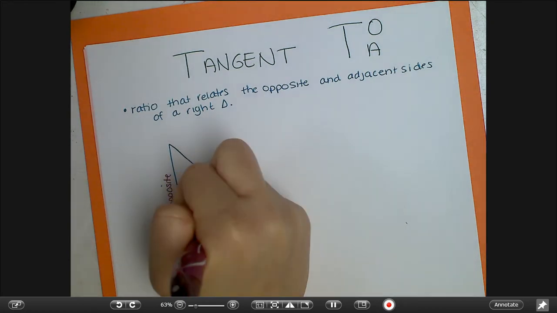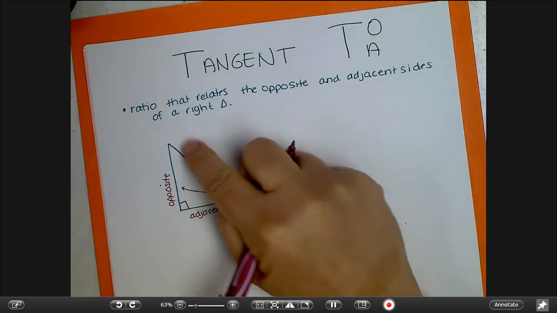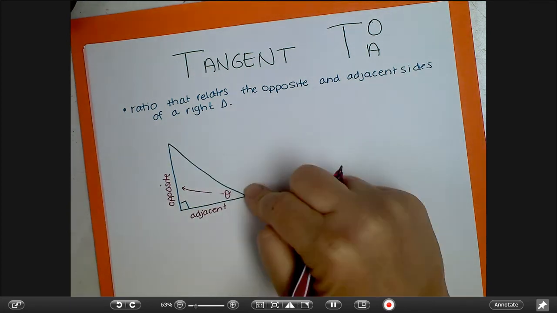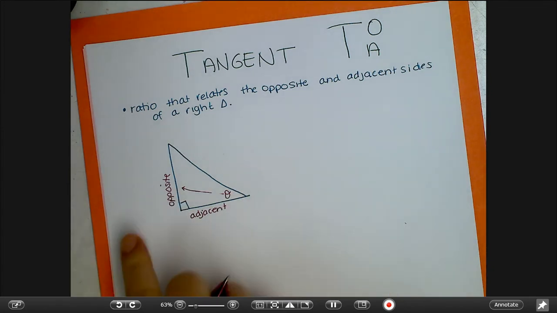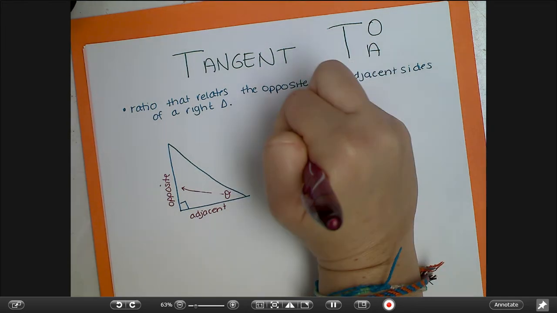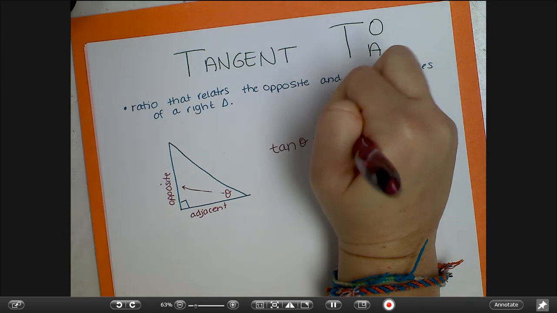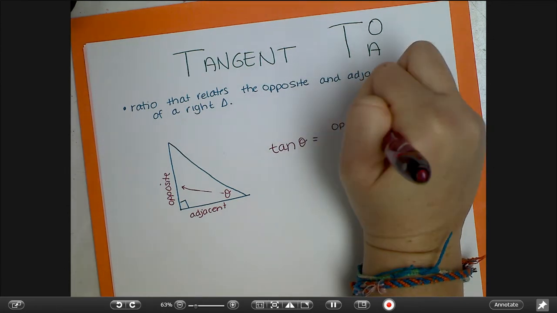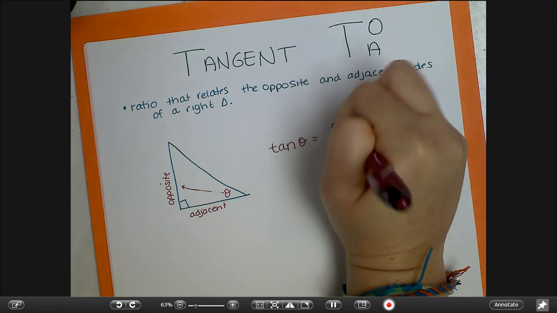Now, some people get confused between adjacent and hypotenuse, but the hypotenuse is always the hypotenuse, so you never use it for that. It's one of the other legs, opposite and adjacent. So the equation, tangent theta or x or whatever, equals the length of the opposite side over the length of the adjacent side.